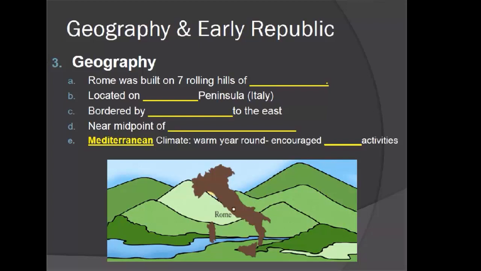Rome obviously is located on the Italian peninsula, which is present-day Italy, bordered by the Adriatic Sea to the east, and is near the midpoint of the Mediterranean Sea. The Mediterranean climate is warm year-round, which encouraged outdoor activity. The main thing to know about the geography of Rome is that because it is near the center of the Mediterranean Sea, this makes it a great place for trade. It's the most central place for everybody to meet to do trade, which makes it a great location for the exchange of goods and ideas.